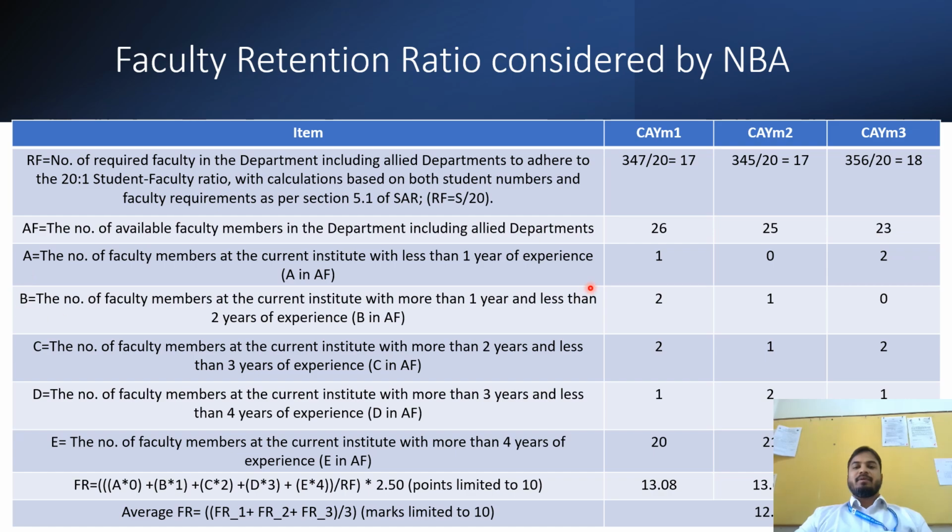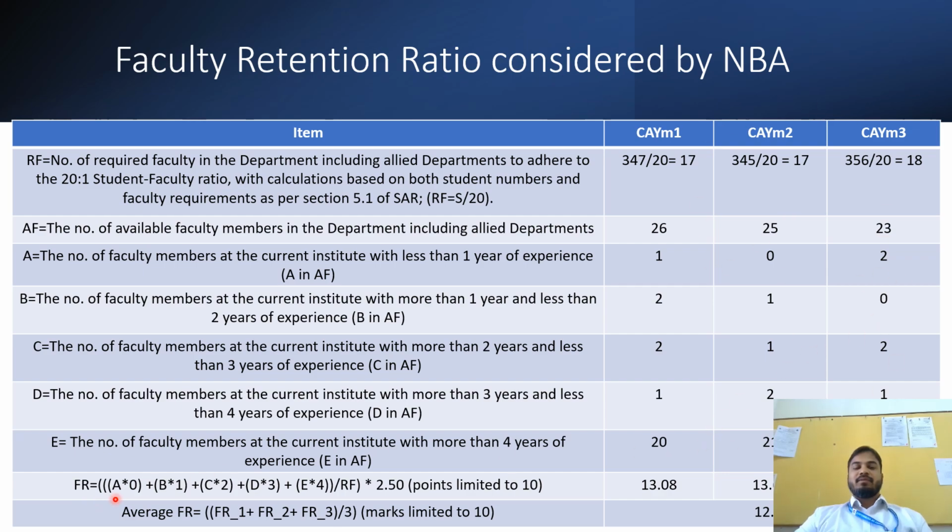Then B is the number of faculty with experience greater than 1 and less than 2. C is the number of faculty having experience greater than 2 and less than 3. D is the number of faculty having experience greater than 3 years and less than 4 years. And E is the number of faculty in the department and allied departments having experience greater than 4 years. Once we tabulate all these values, we will apply the formula to calculate the faculty retention for CAY M1, M2 and M3.